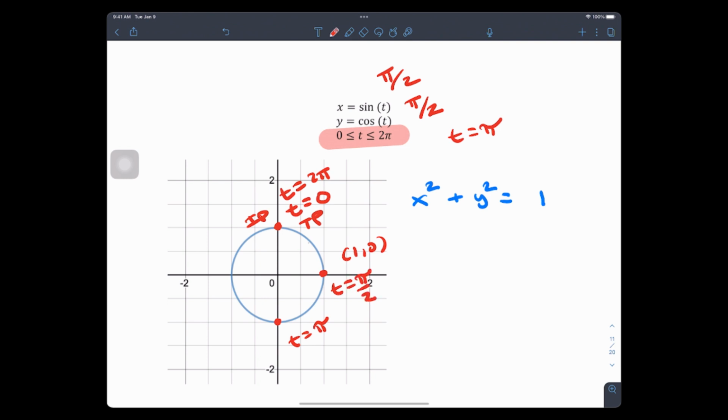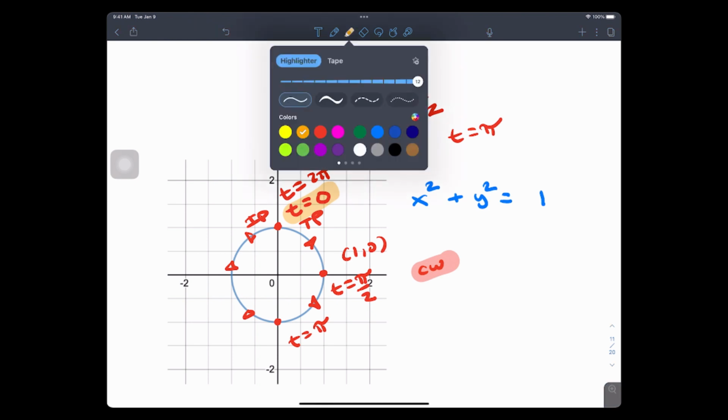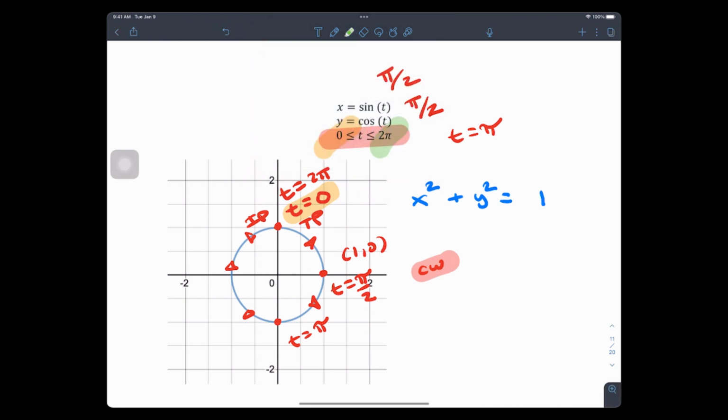So my orientation is going this way. What kind of orientation is that? Is that clockwise or counterclockwise? I think that's a clockwise orientation. Is that right? So t is pi, t is 0. We're here, 2 pi. Oh, we're back.